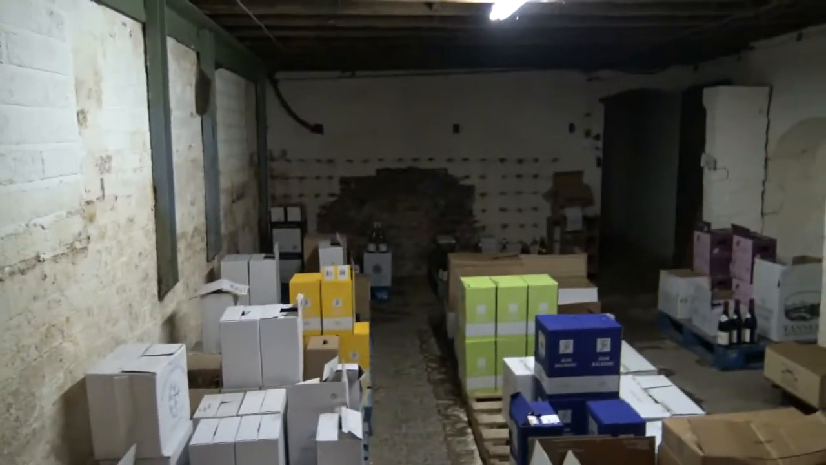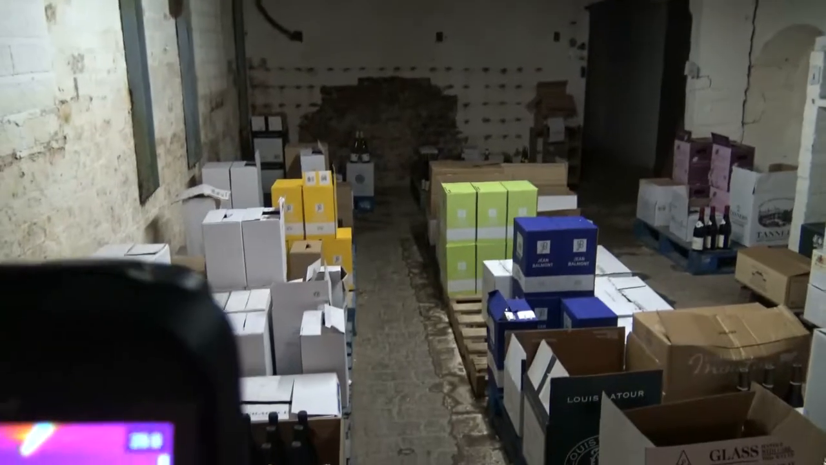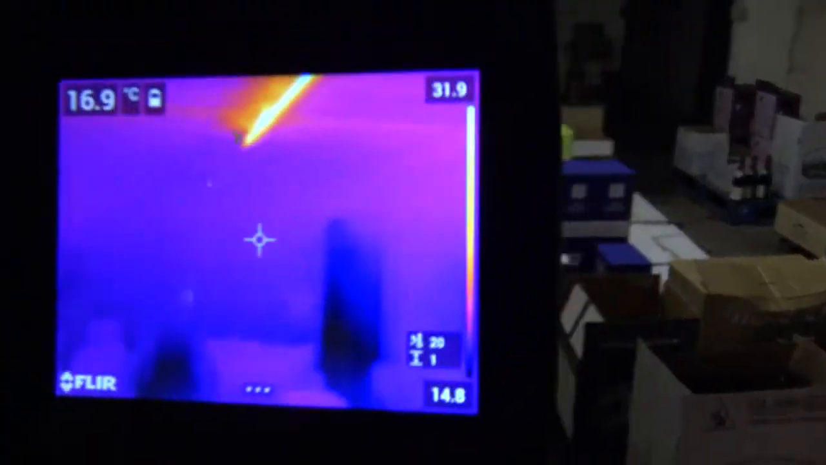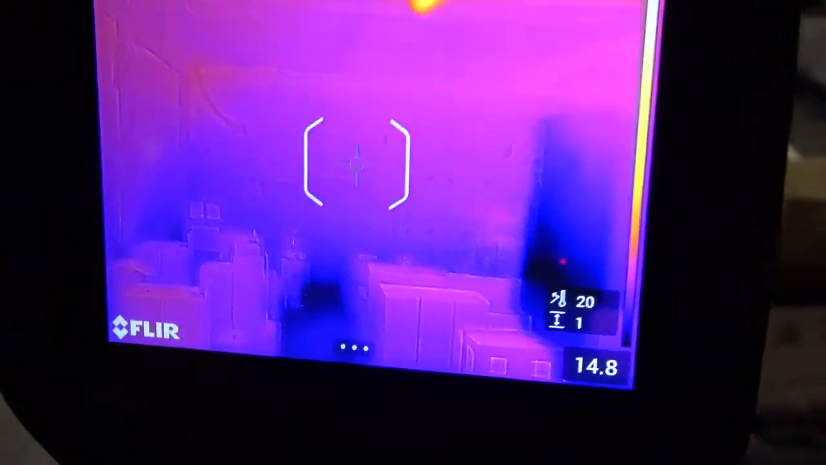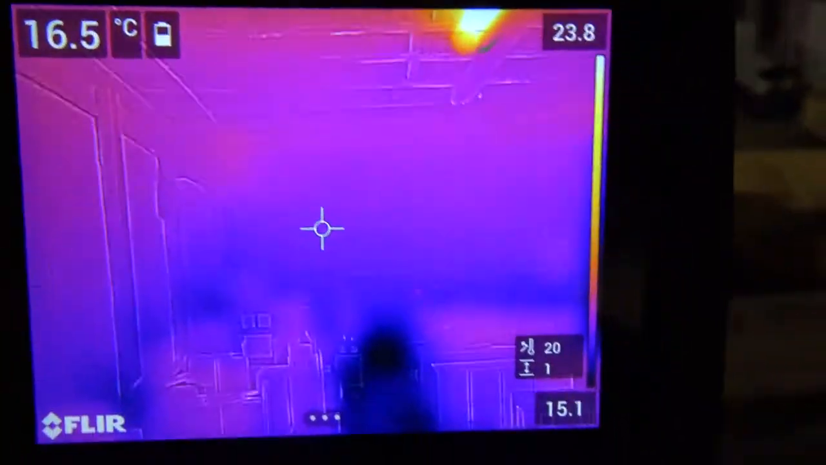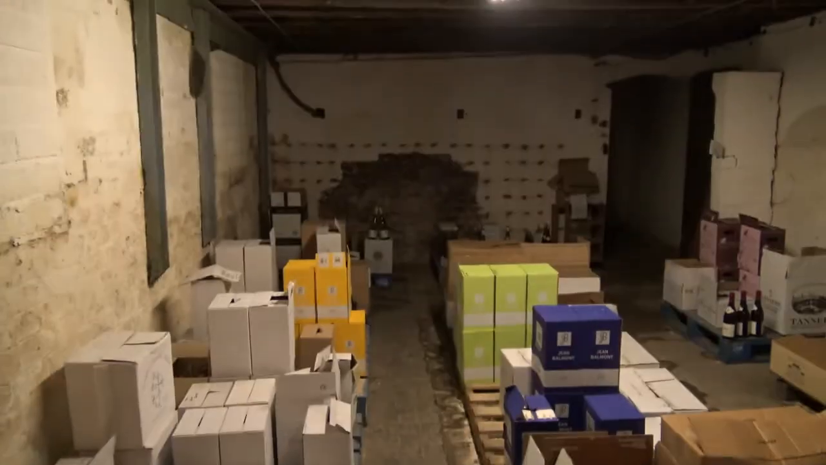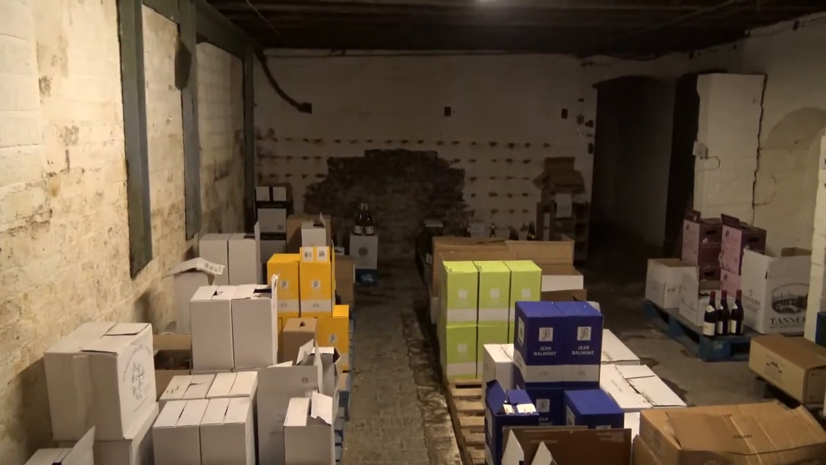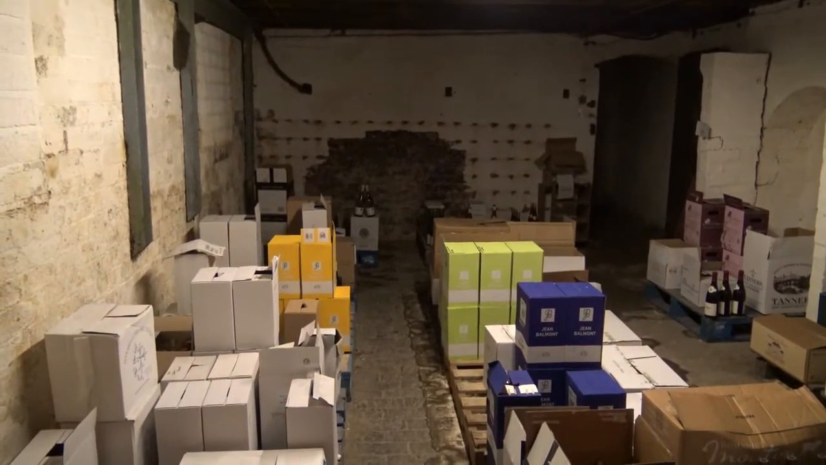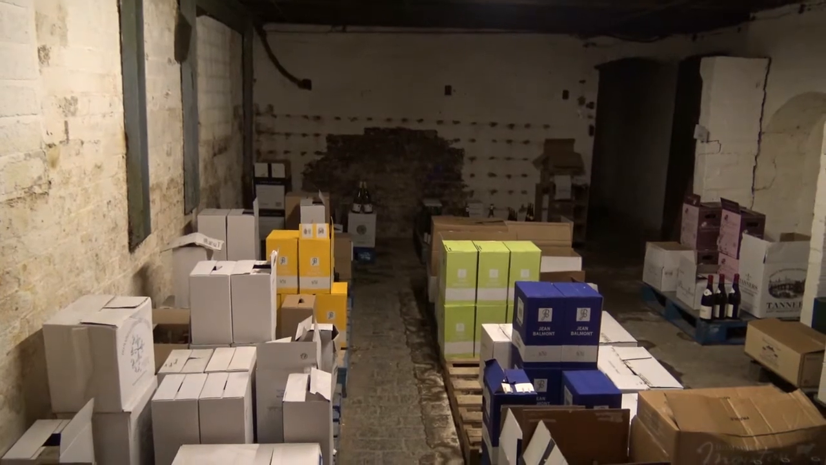Actually, the rest of the cellar, you can see there's little or nothing. If we focus in on that, you can see that there is essentially no problem with that wall. It looks bad, but once you actually start playing with it and looking at it, there's nothing wrong with it.